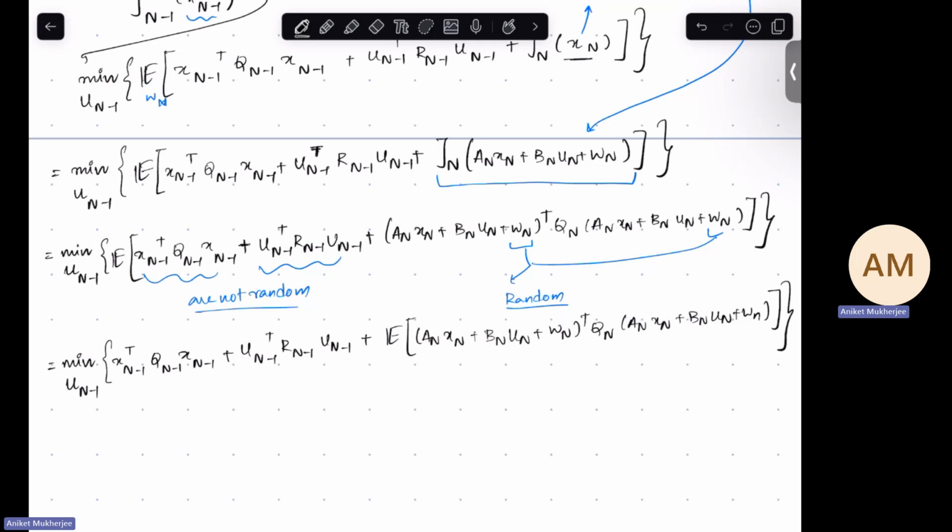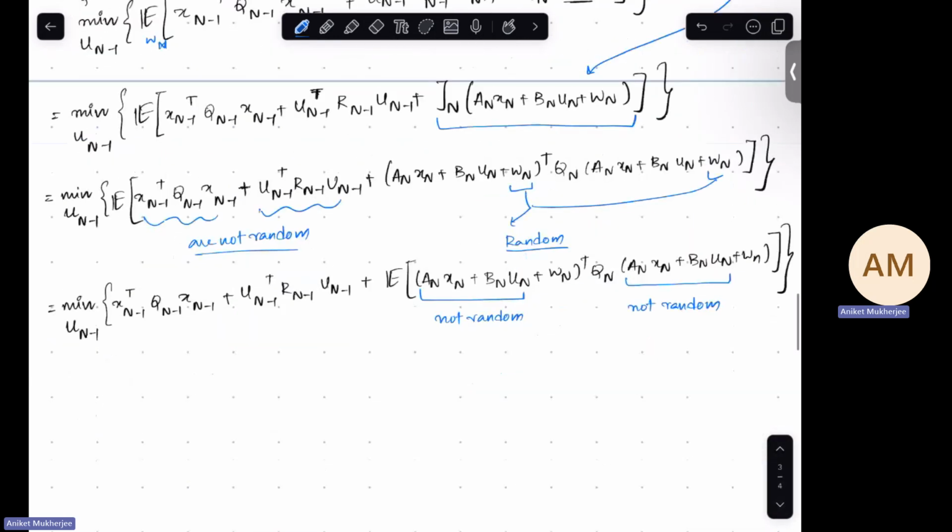Now here also, if you see, this term and this term are not random. So I can actually expand this out and take out even more. I can expand this term even more and take out the stuff which does not need the expectation, which are just constants or which are unknowns, right?